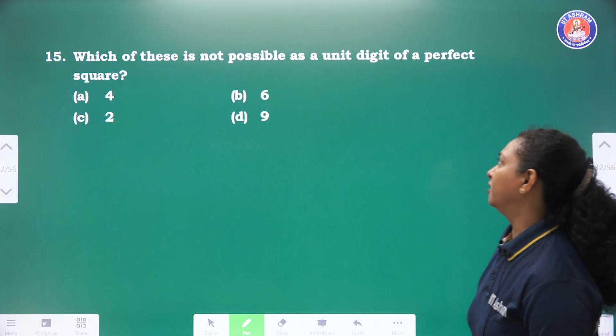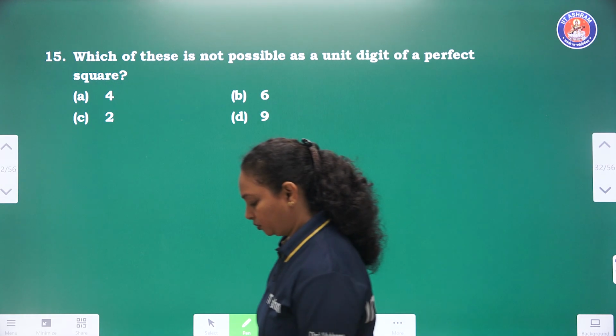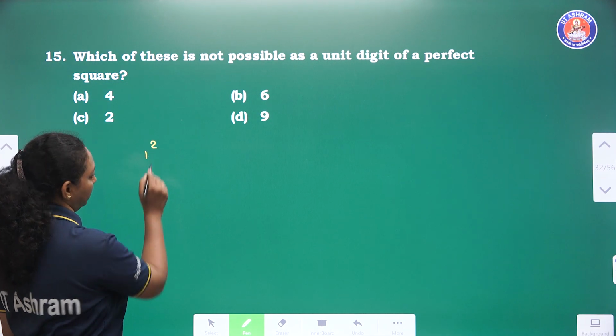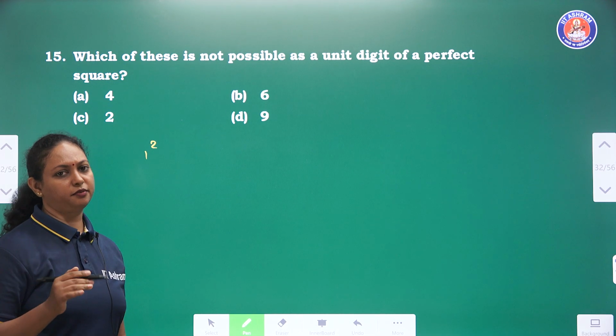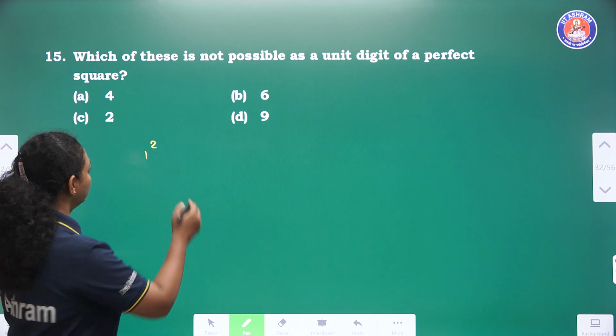Which of these is not possible as a unit digit of a perfect square? Okay, so unit digit. As you know, 1 square. We know that numbers can end with digits from 0 to 9. So 1 square is what?